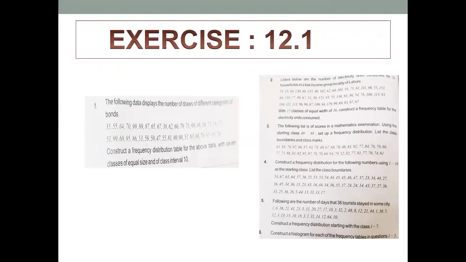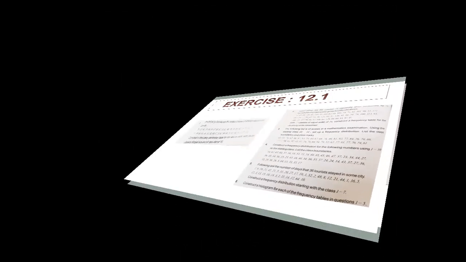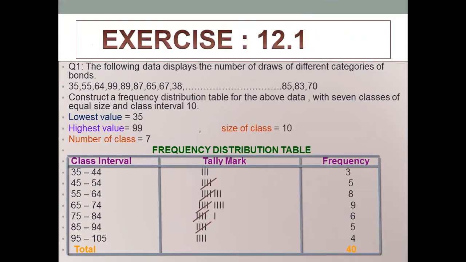We have 12.1 because in my book this is chapter 12, so that's why I mentioned 12.1. In 12.1 there are 6 questions, but only the first 3 questions are included in our syllabus. Question number 1: the following data displays the number of rows of different categories of the bonds. Construct a frequency distribution table for the above data with 7 classes of equal size and of equal class interval. The interval is given as 10.